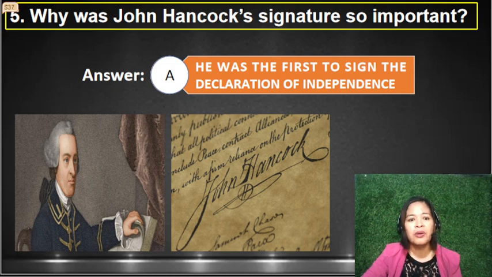What he did was a sign of bravery because Hancock's signature signifies rebellion against the British, the symbol of resilience and the spirit of the revolutionary era against the cruel colonial power of Britain. So this is Hancock and this is his signature.